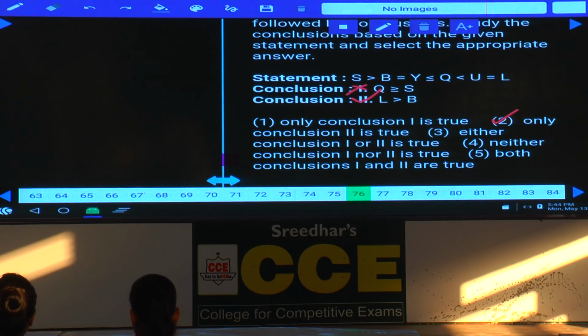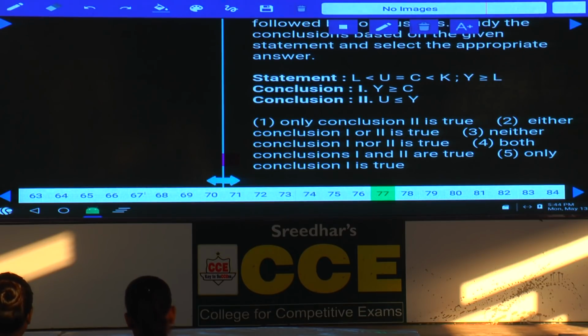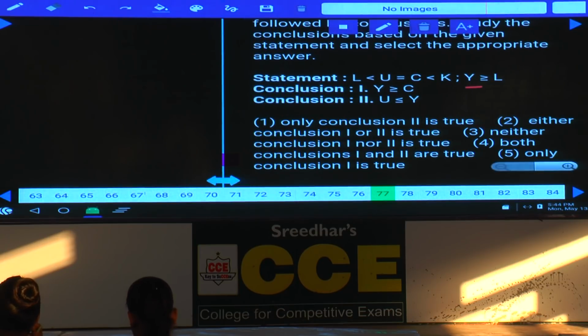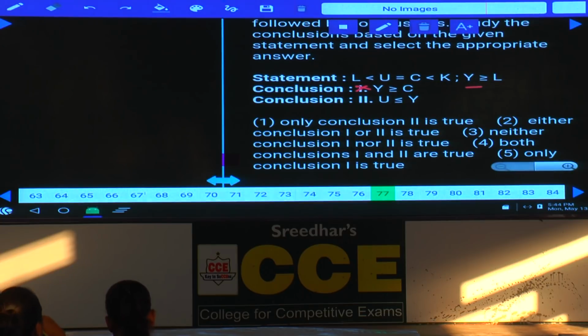Then 77, the relation between Y and C. Between Y and C: Y greater than or equal to L, L lesser than C. Greater than and lesser than are two opposite symbols, so this is false.